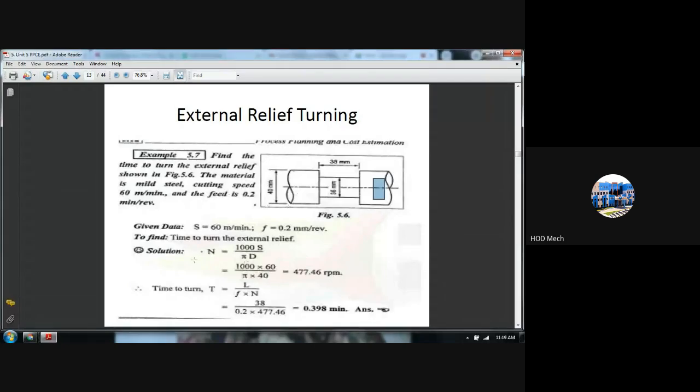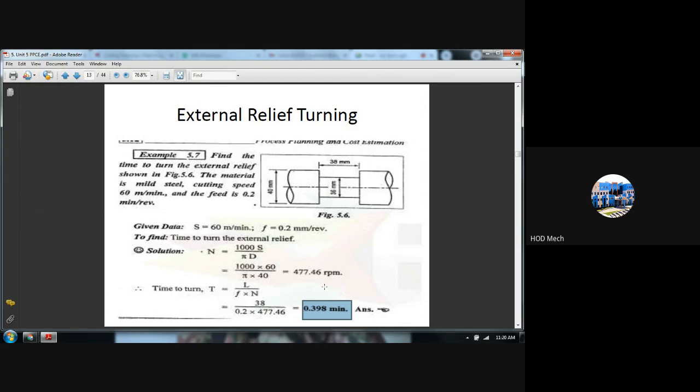So what is the formula for calculating the speed? N is equal to 1000 into S divided by pi d, where N is spindle speed and S is cutting speed. The name of N is spindle speed, and the name of S is cutting speed. Don't confuse them. Capital N is spindle speed, S is cutting speed. You substitute all the values and get this value. Then you substitute in the formula T is equal to L by F into N, and you will get the final answer. That simple it is.